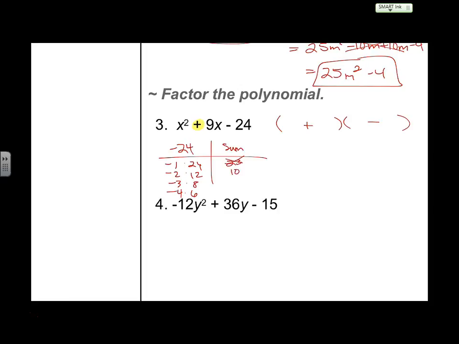12 minus 2 is 10, that's no good. 8 minus 3 is 5, that's no good. 6 minus 4 is 2, that's no good. Are there crazy quadratics out there that have no nice factors?